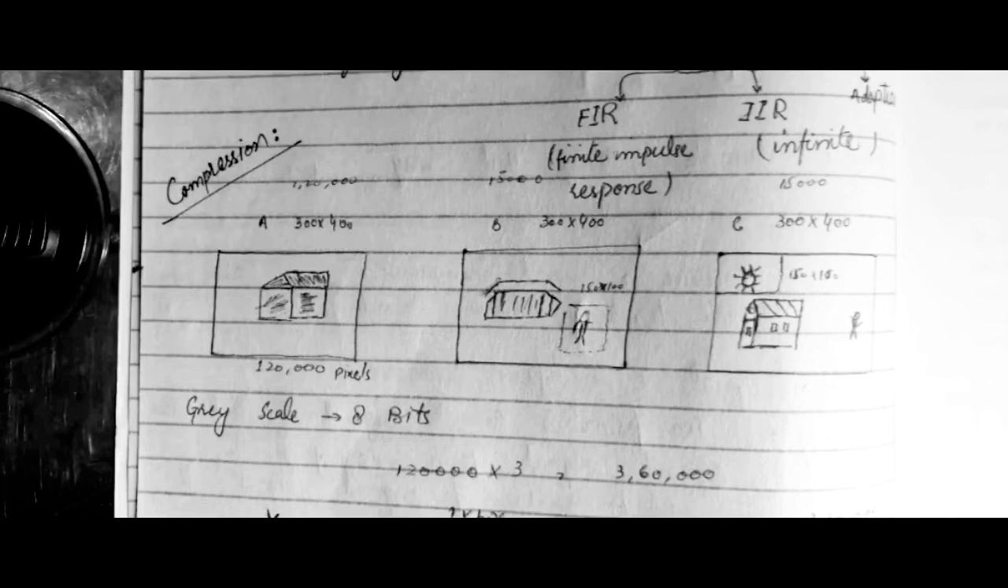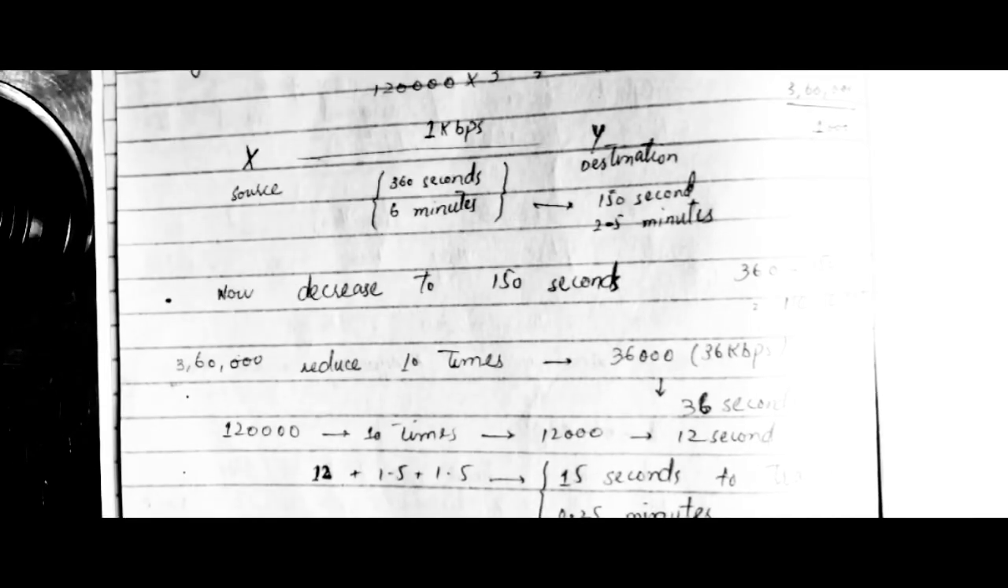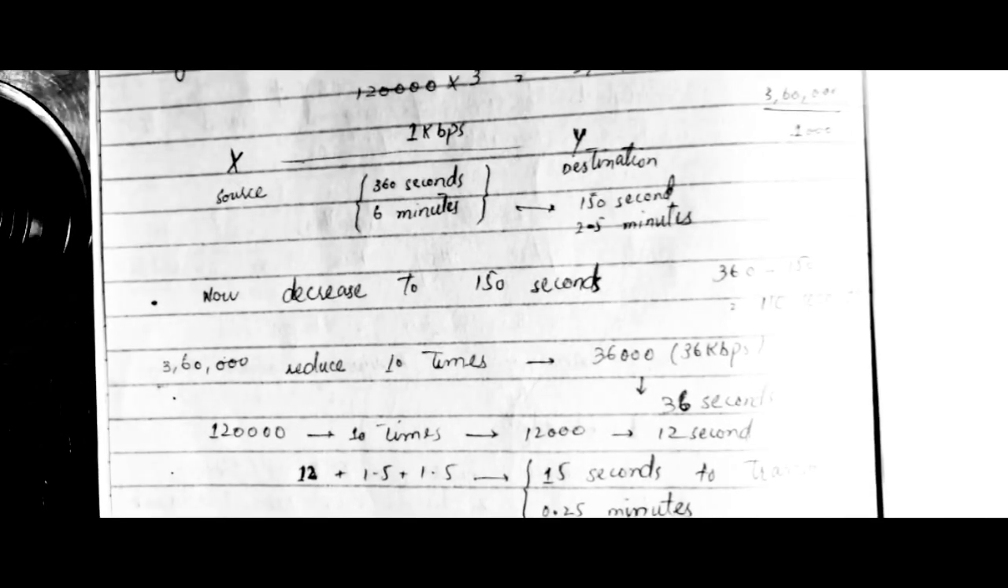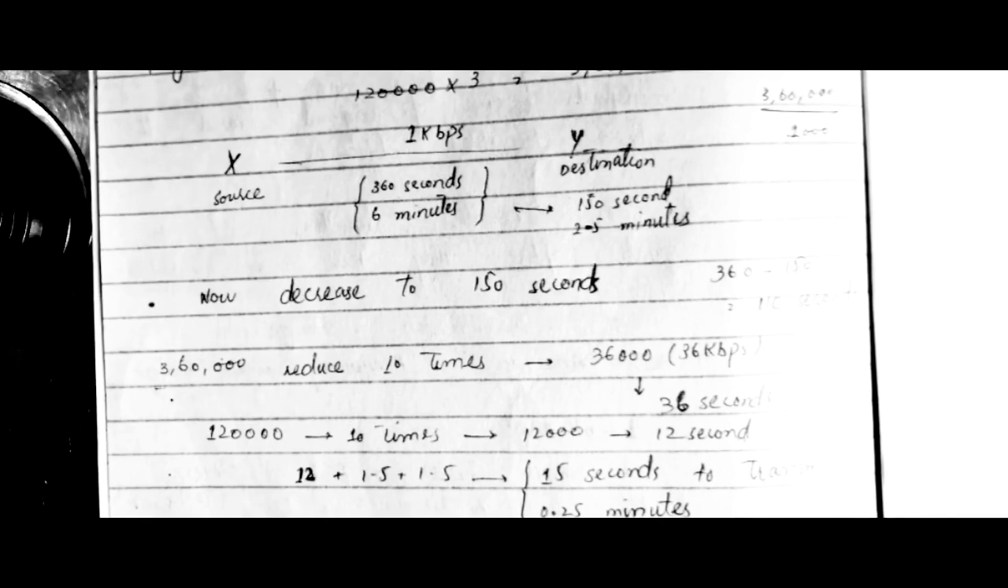Now our task is to reduce the data size, and ultimately by reducing the data size we can reduce the transmission time. Let's suppose we have a channel of 1 kilobyte per second from source to destination. It means that to forward 360,000 pixels we will have to wait for 6 minutes, which is quite a long time. To reduce this time we have to compress the size of the data.